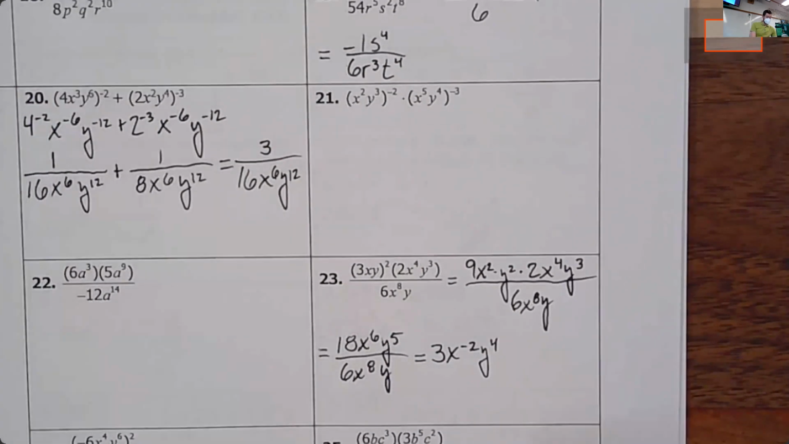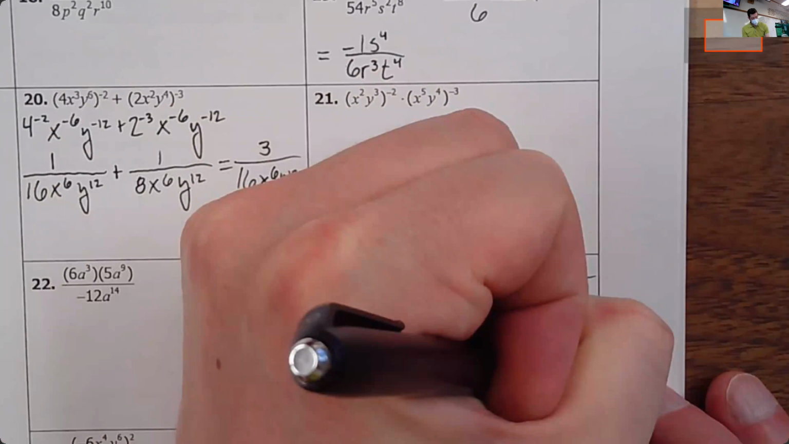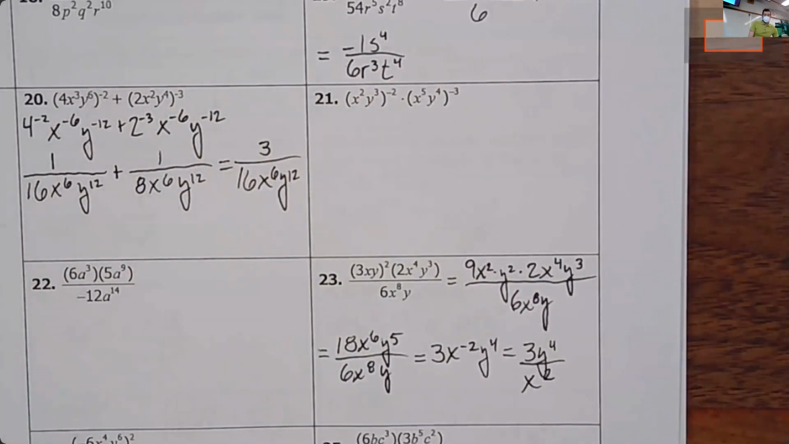And the last thing we need to do is just make sure that this x to the negative 2 isn't negative anymore. So we'll just move the x to the negative 2 to the denominator. And so we'll have 3y to the fourth on the numerator over x squared. And that will be our answer for number 23. All right, questions on that one? So really, we're only adding one thing today, and that one thing is if we end up with a negative exponent, we just move it to the opposite side of the fraction. That's really what it boils down to.